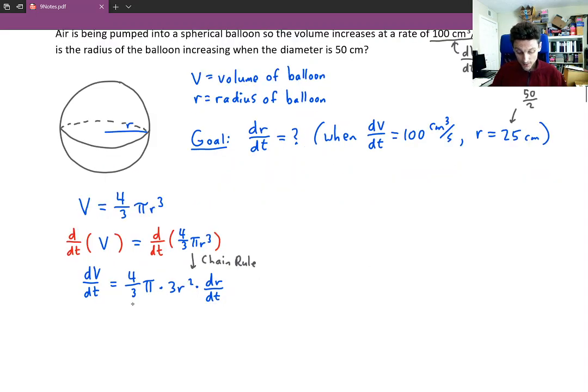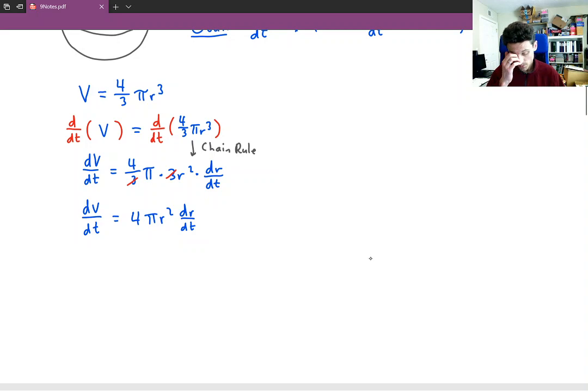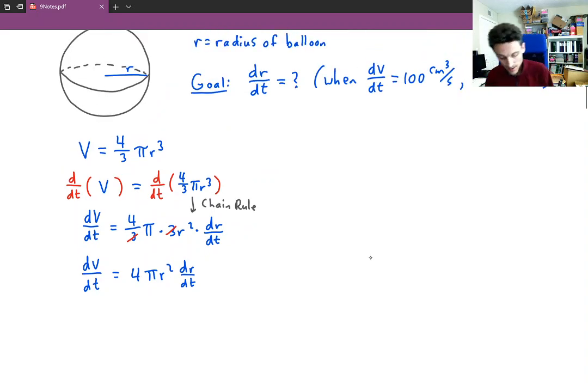All right, so here we have an equation now that relates dV/dt and dr/dt. Now our goal, again, to remember, is to find dr/dt. Let's take a moment to clean this up just a tiny little bit. So notice that the 3's cancel, and you've got dV/dt is 4 pi r squared dr/dt. So now we can solve for dr/dt, because that's the thing that we're looking for.